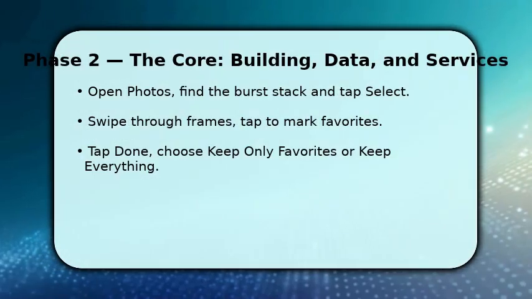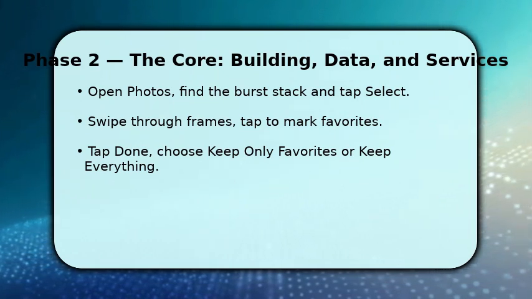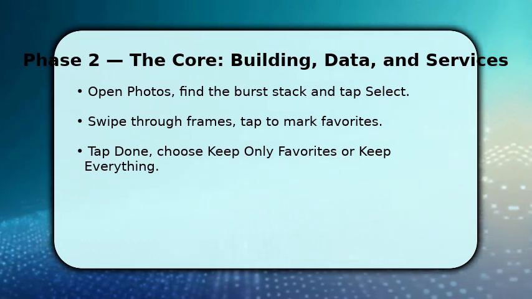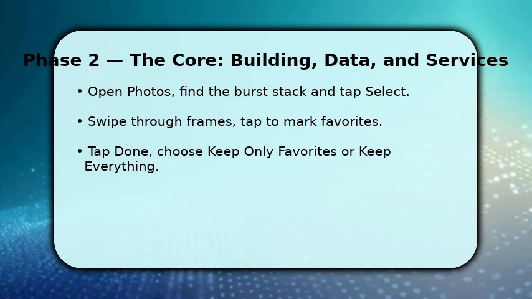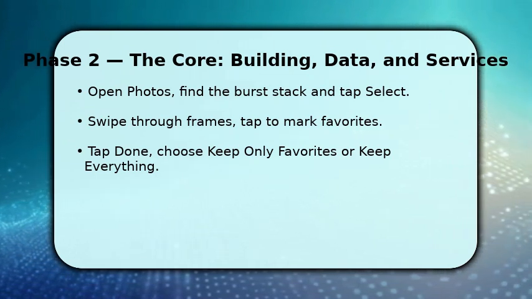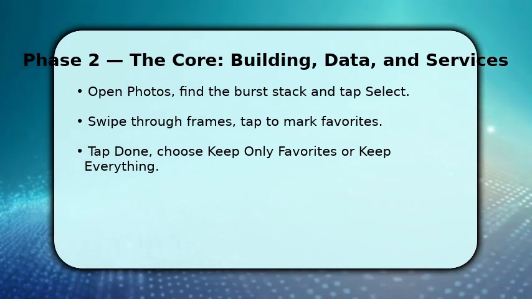Once done, open Photos and locate the burst stack. Tap Select to view every frame. Swipe smoothly through the sequence and tap individual frames to mark favorites. You can pick multiples to save the best expressions or moments. Choosing frames narrows motion blur and fixes timing. That's why you captured many.